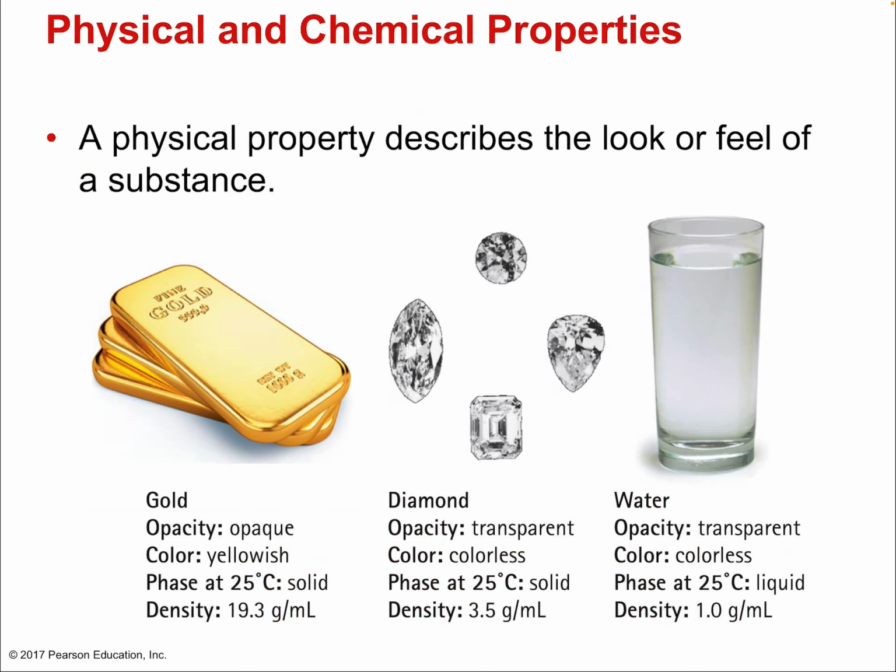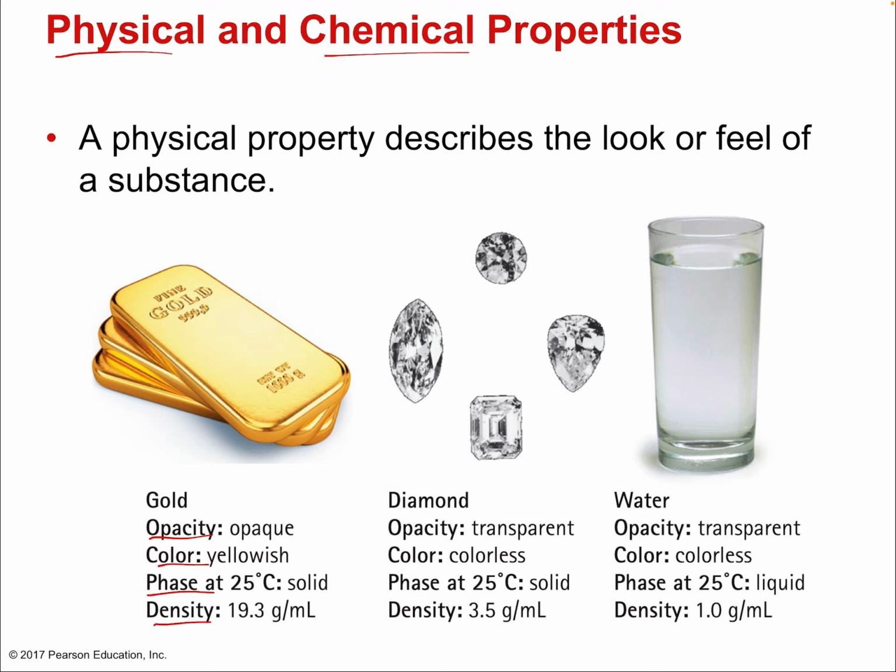So a physical property describes the look or feel of a substance. What we're doing here is establishing the difference between physical and chemical properties. I talked about this in the table of contents to start off the lecture, that we're going to definitely establish the terms here, okay? So again, a physical property describes the look or feel of a substance, right? For example, opacity, color, the phase, whether it's a solid or a liquid or a gas, its density. Those are all examples of physical properties.